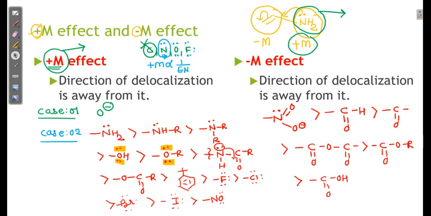So this is the sequence. This all are M minus effect. वो सभी डबल बॉन्ड वाले ही होंगे. देखो ये डबल बॉन्ड, this is also pi bond, this is also pi bond, this is also pi bond, this is also pi bond, right? So what is M plus? M plus means single bonded atom with a lone pair of electron.